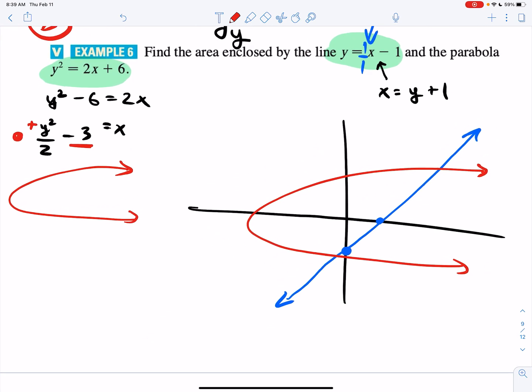Okay? So, all right, here's your region. Go ahead and pause if you'd like to do this on your own. And press play whenever you're done or if you need some guidance.